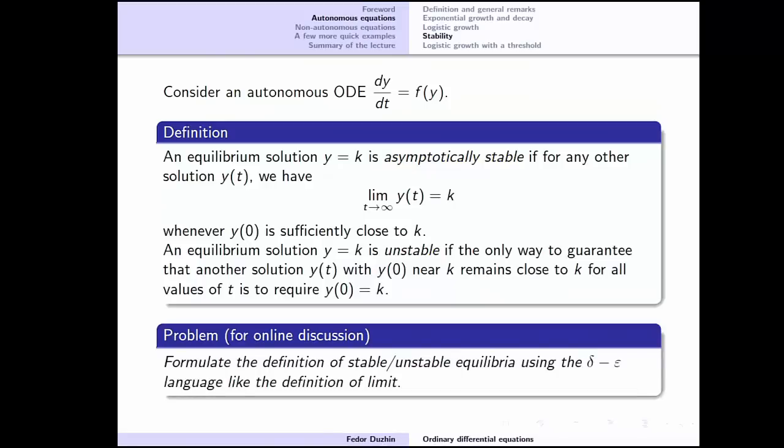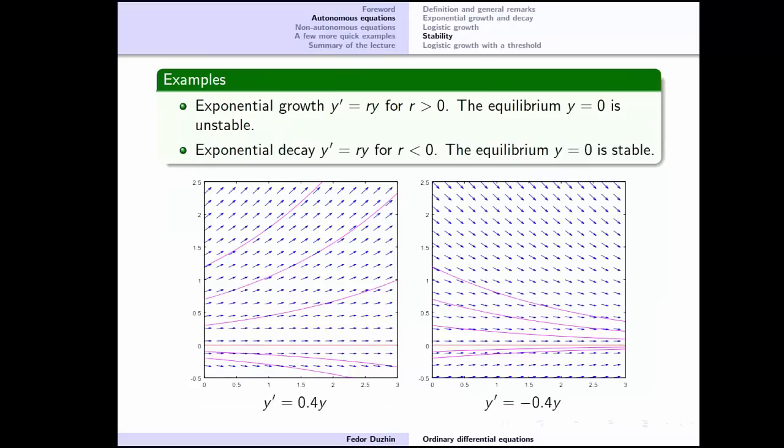Of course, it is probably not a very rigorous mathematical definition, but I suggest that you come up with a rigorous epsilon delta definition yourselves. It is possible to do, and I encourage you to think about it. Okay, so let us look at the examples.